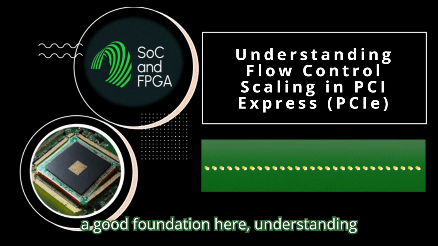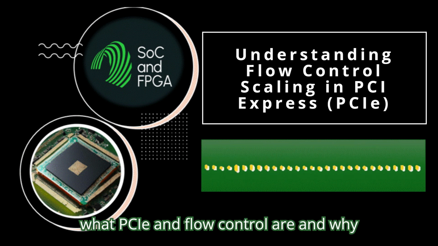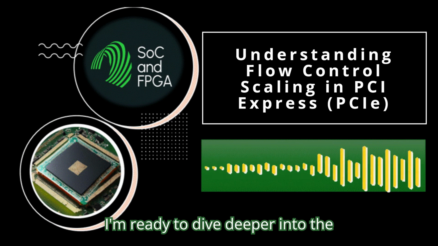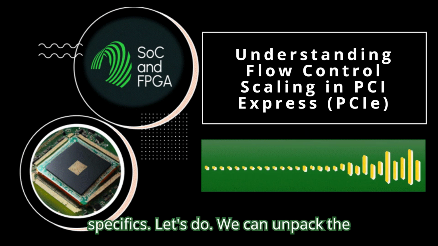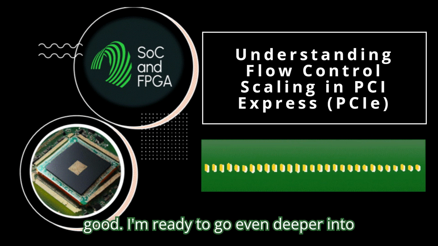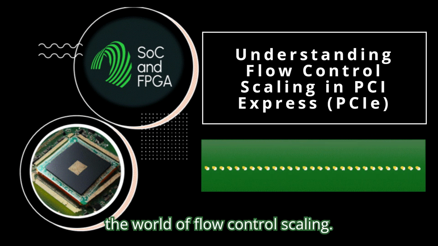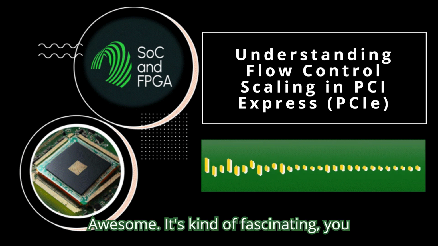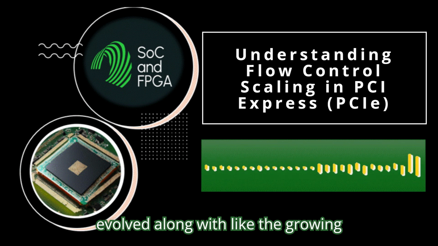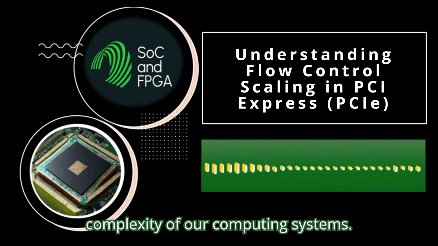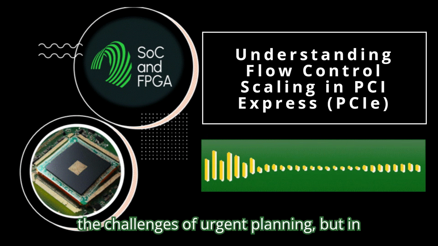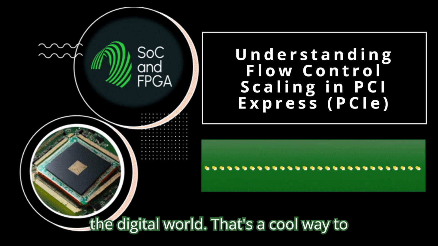All right, I think we've laid a good foundation here, understanding what PCIe and flow control are and why this scaling aspect is so important. But I'm ready to dive deeper into the specifics. Let's do. We can unpack the details and really get into the nuts and bolts of how it's implemented. Sounds good. I'm ready to go even deeper into the world of flow control scaling. Awesome. It's kind of fascinating to think about how flow control has evolved along with the growing complexity of our computing systems. Yeah. It's almost like we're mirroring the challenges of urban planning, but in the digital world. That's a cool way to look at it.